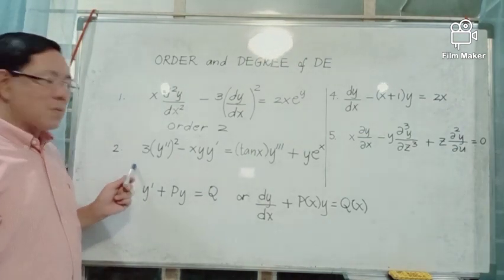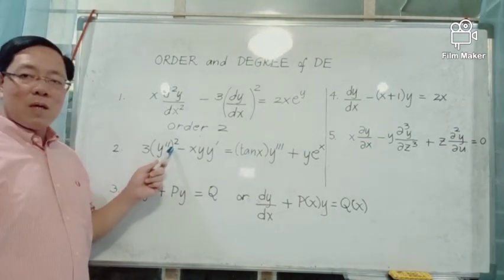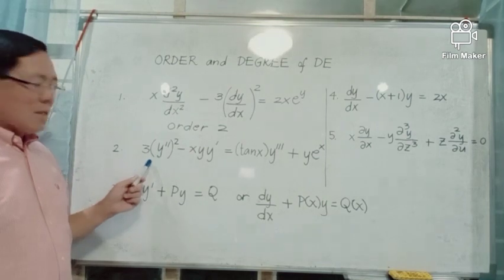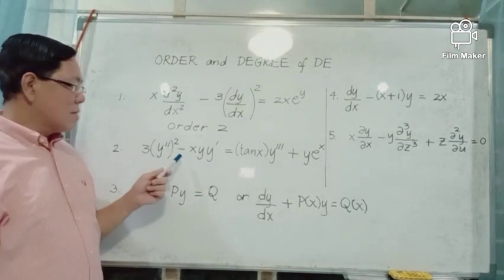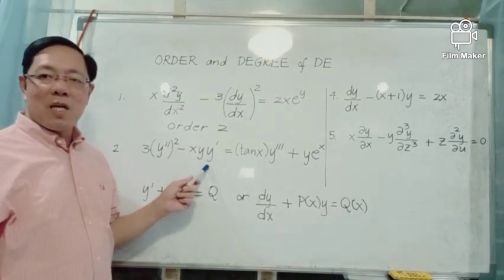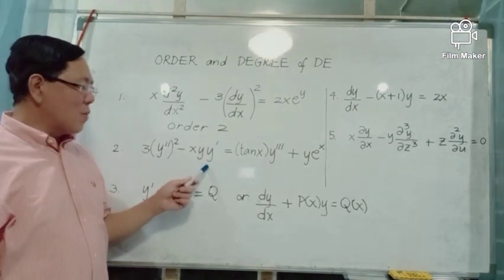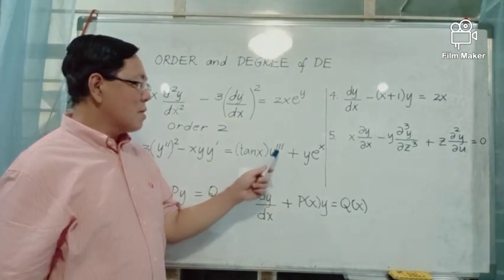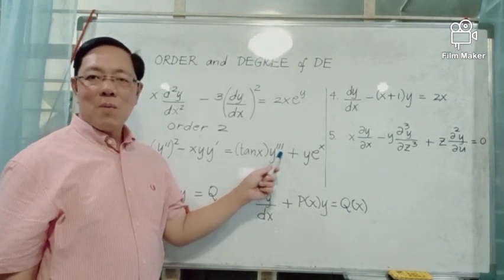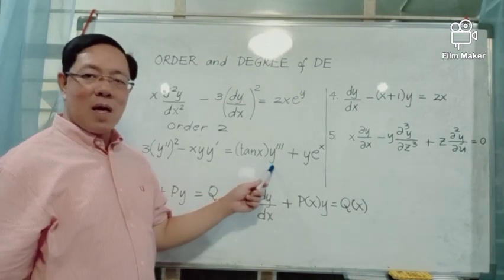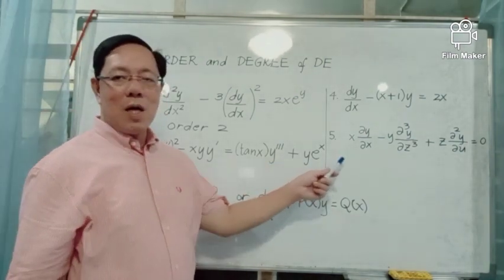Consider number 2. We have 3 times the square of y double prime, where y double prime indicates the second derivative of y with respect to x. The second term is negative xy times y prime, where y prime indicates the first derivative of y with respect to x, equal to tangent x times y triple prime, where y triple prime indicates the third derivative of y with respect to x, plus y e to the x.